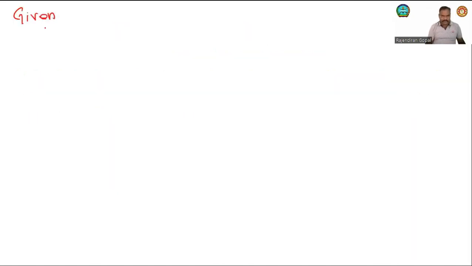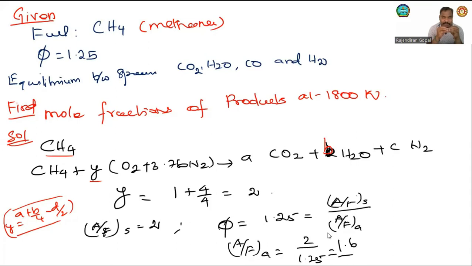They are asking: given methane CH4 burned with air at an equivalence ratio of 1.25, the equilibrium between the species CO2, H2O, CO and H2 is the sole determinant of the combustion products. Find the mole fraction of the products at 1800 Kelvin. We know that when you write the equation for burning CH4, CH4 plus Y O2 plus 3.76 N2, for complete combustion it will give A CO2, B H2O plus C N2. We have to find out what Y is.